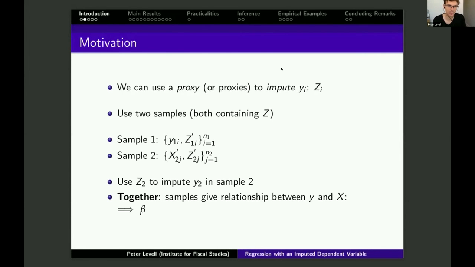So in our setup, we've got two samples. Both of these samples contain Z. So we've got a sample that contains information on y and Z together, and another sample that contains information on x and Z. So we can use Z to impute y in the second sample, regress that on x, and use that to get an estimate of the value of beta.